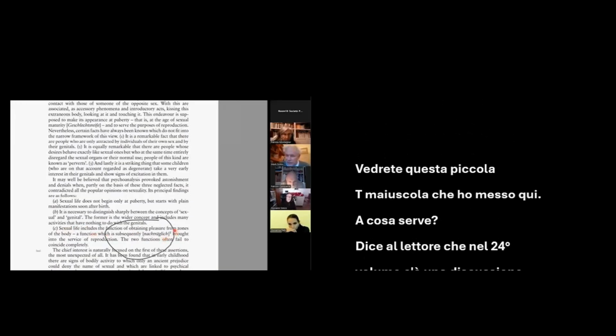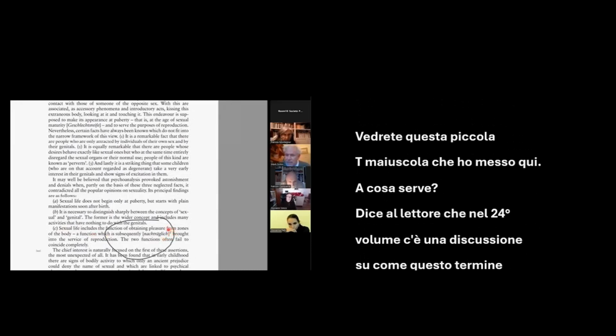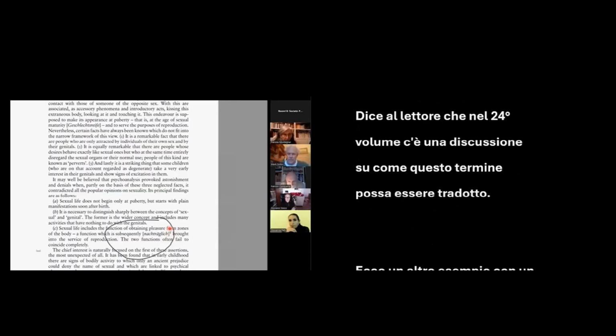You will see that there's this little capital T that I put here. What that does is it tells the reader that in the 24th volume, there is a discussion of how this term can be translated.